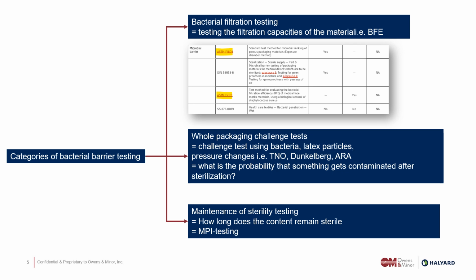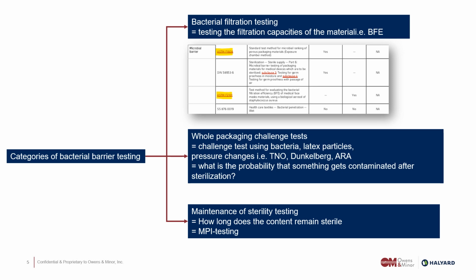Whatever package you want to investigate, you're going to put that in an isolated room. You're going to use bacteria, a Micrococcus luteus, for instance. You're going to use very small latex particles. You're going to have a number of pressure changes, and then you're going to see if there's any ingress in that package. In other words, it's different from a BAV because what you're doing here is examining the probability that something gets contaminated after sterilization.